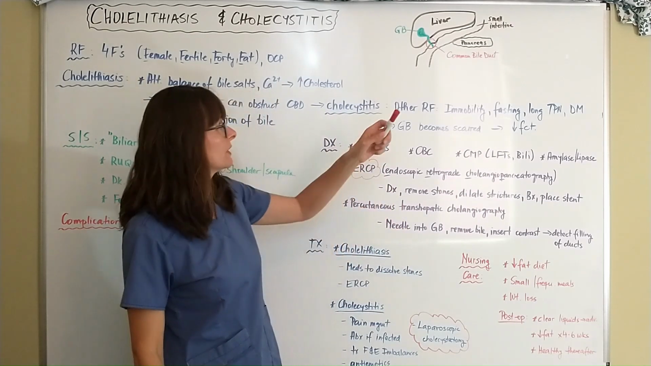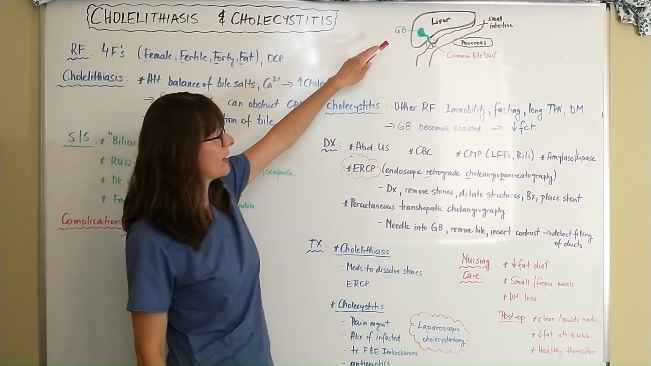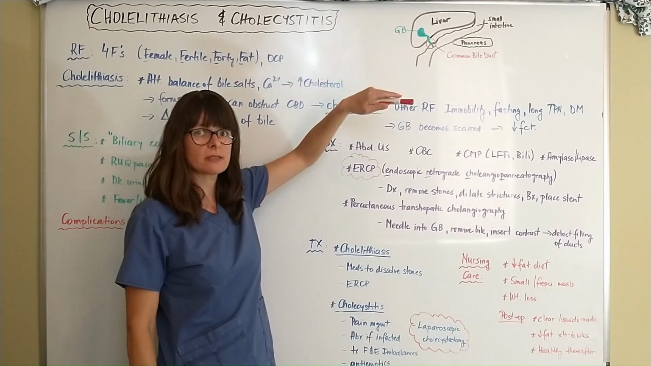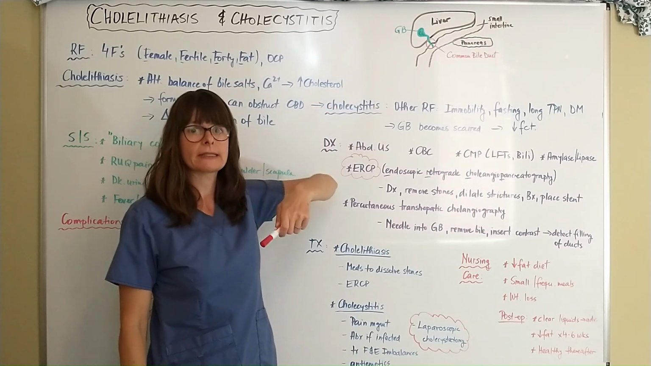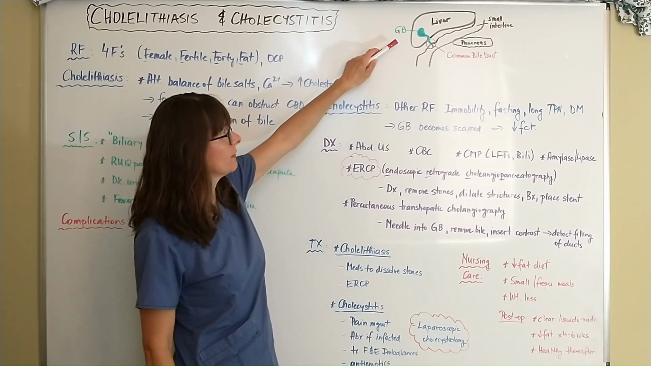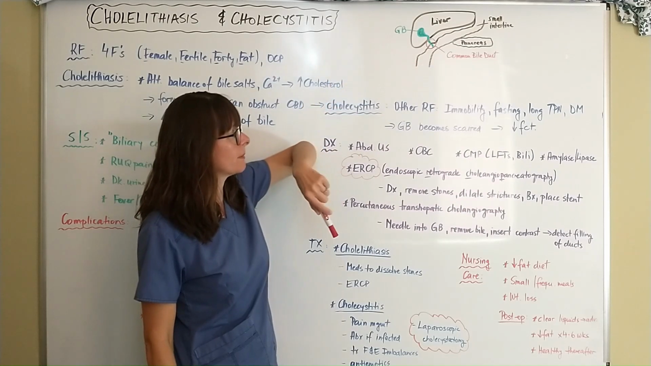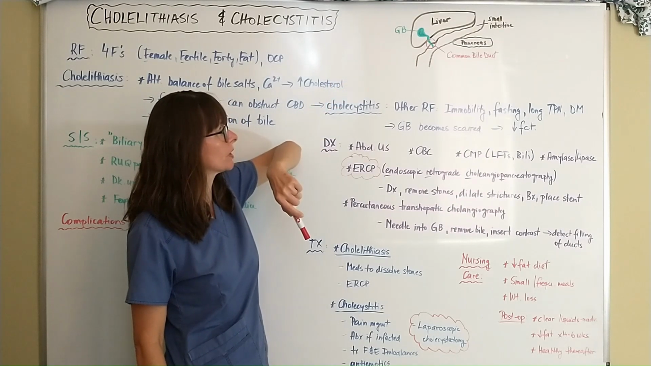A quick review of the anatomy and physiology. So we have several digestive organs that work together in helping us break down foods. And those are the liver, the gallbladder, small intestine, and pancreas here are of most importance.